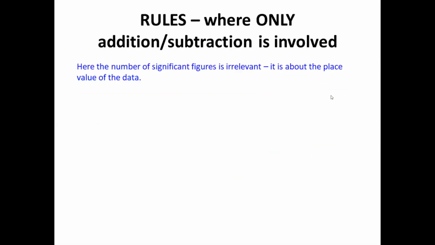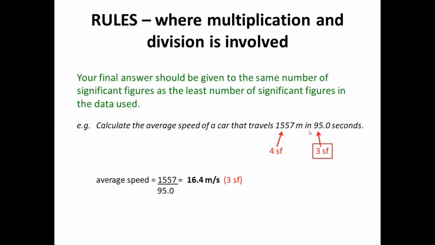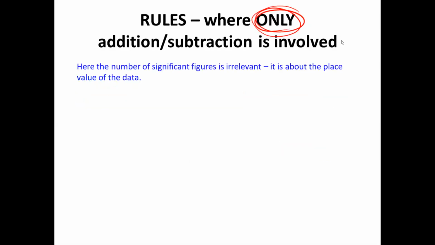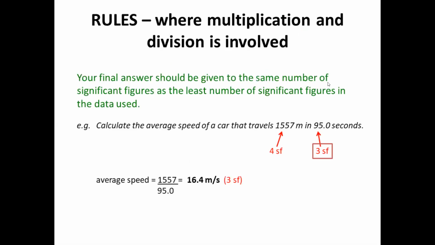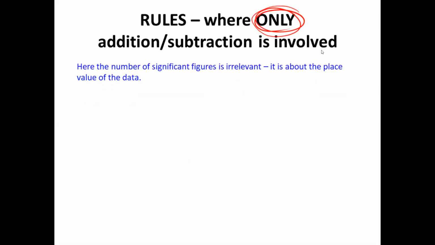But what about if you have addition and subtraction? Now, if you have only addition and subtraction, right? If you haven't got multiplication and division, if you have multiplication and division, this is the rule, that's it. If you haven't and you have addition and subtraction, there's a different rule. Now, if you only have addition and subtraction, you don't look at significant figures, but the place value of the data. So more or less decimal points.